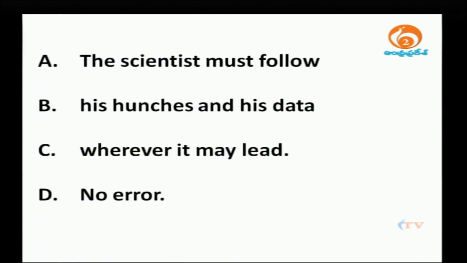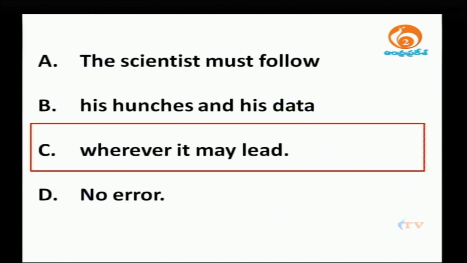Next, the scientist must follow his hunches and his data wherever it may lead. Hunches means gut feeling. Wherever it may lead. The correct answer, or the one where the mistake is C, the scientist must follow his hunches and his data wherever it leads to.